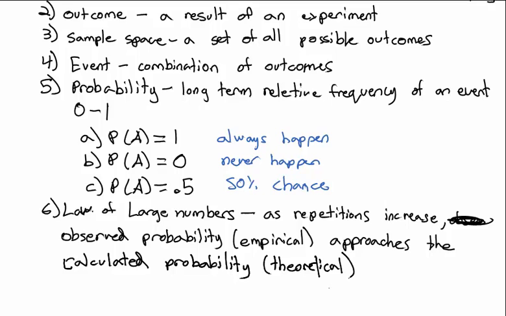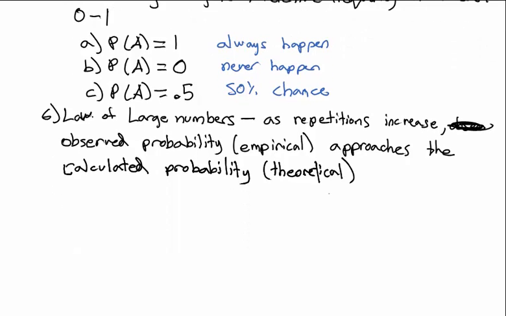If I flip a coin 10 times, the probability is half of the time I'll get heads. However, if I flip a coin 10 times, it is possible I might get 6 heads and 4 tails. The idea is as we approach a larger and larger number, we're going to get closer and closer to 50%. So if I flip it 1,000 times, it's going to be closer to 50%. If I flip it 1,000,000 times, it's going to be even closer to 50%. That's the law of large numbers.